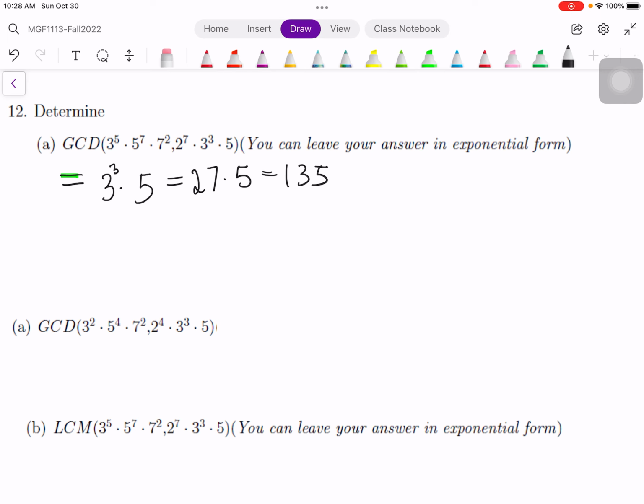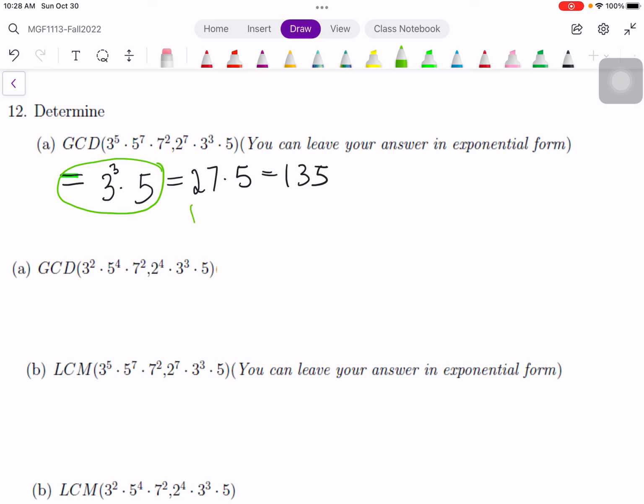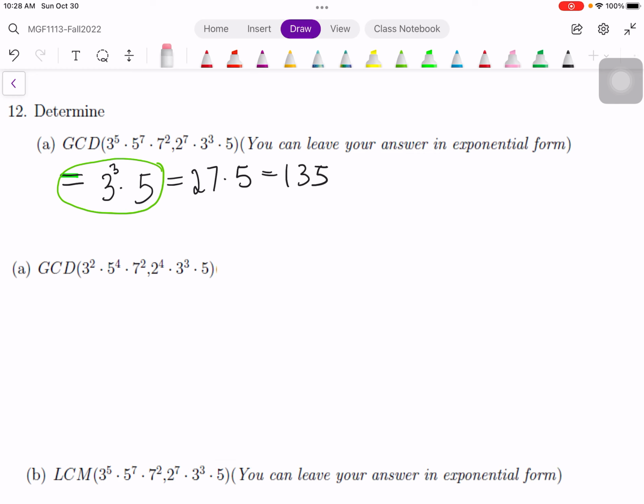I wrote here, leave your answer in the exponential form. So to me, you can leave the answer as such, especially if it's going to involve very big powers. Then there's no point for me to calculate it, because then you would just have to plug it into a calculator. And I just want to know that you understand the process, okay?